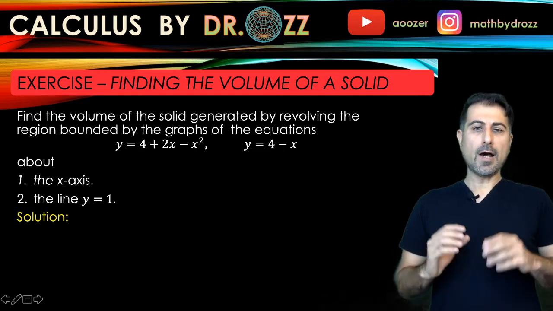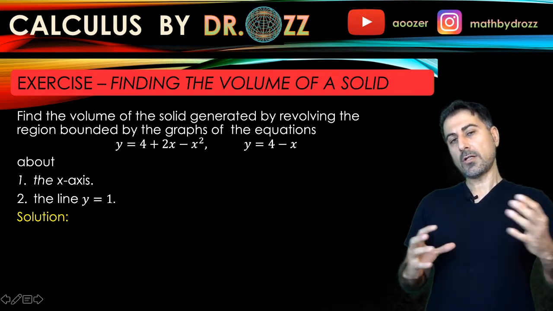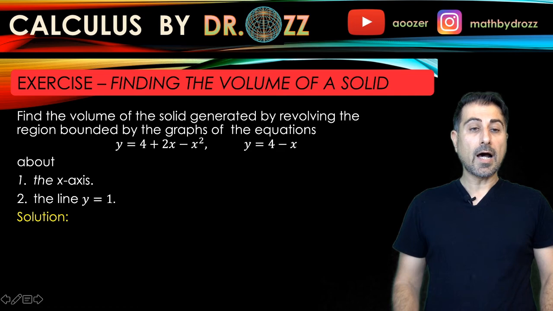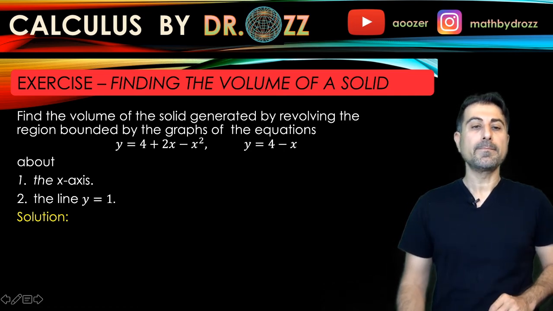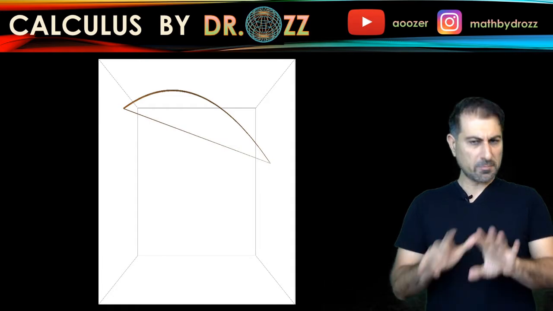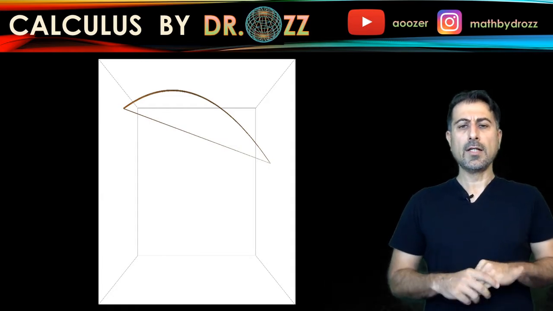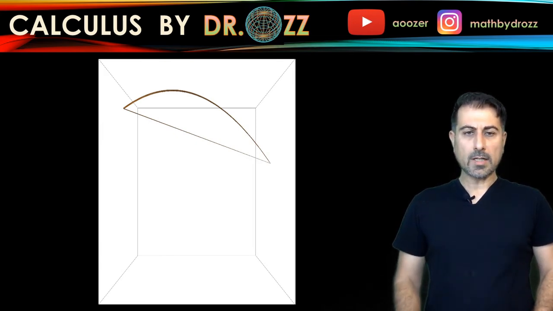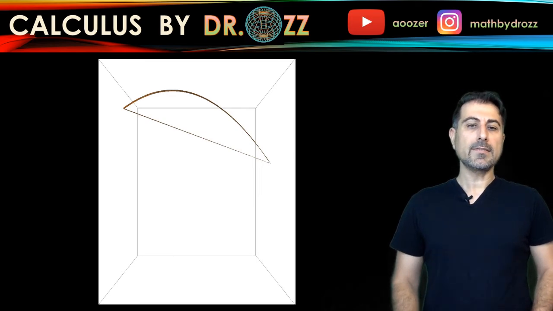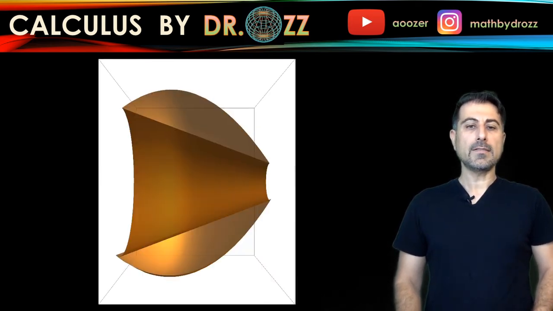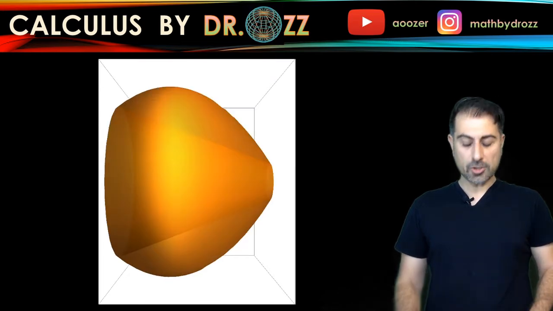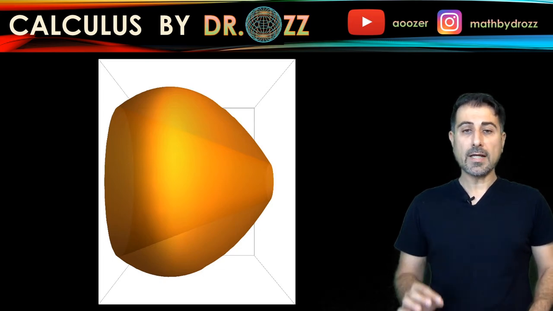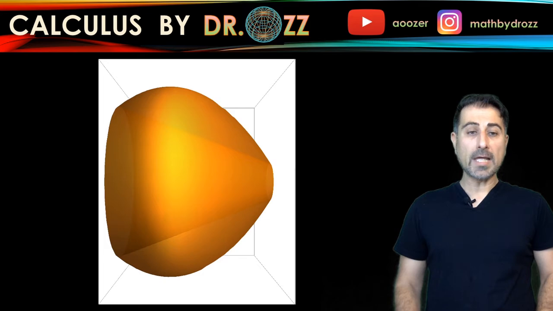Let me just show you what kind of three-dimensional object we are talking about by revolving a region around the x-axis or the horizontal line y equals 1. Here is the region mentioned in the problem. You're going to see the details of this in the video. At the top you have the quadratic, at the bottom you have the linear. I want to revolve this region about, first, the x-axis. After the revolution, you get this three-dimensional picture. In the second case, I want to revolve the same region about y equals 1.